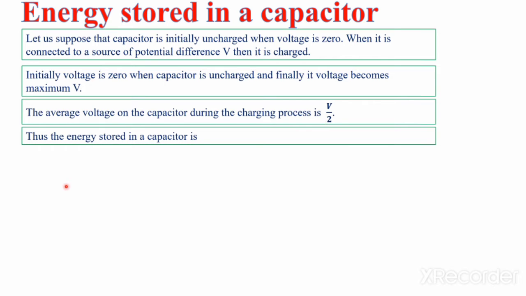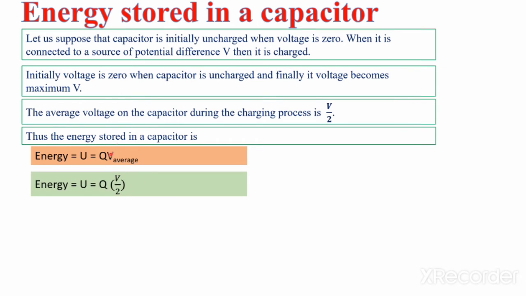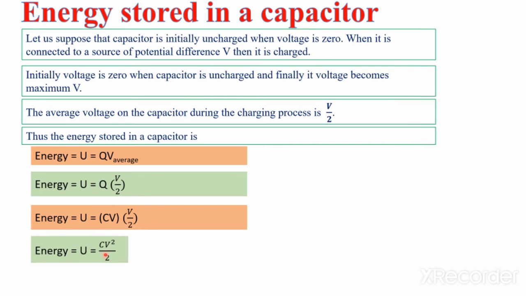So the energy stored in a capacitor is U equals Q into V average. We know that work done is equal to Q into V. Here work done is utilized into stored energy. Putting the value of V average, we get energy U equals Q into V divided by 2. Putting the value of Q, we get U equals C into V divided by 2, and U equals C into V square divided by 2. Let's say it equation number 1.